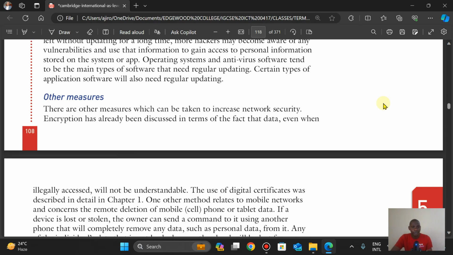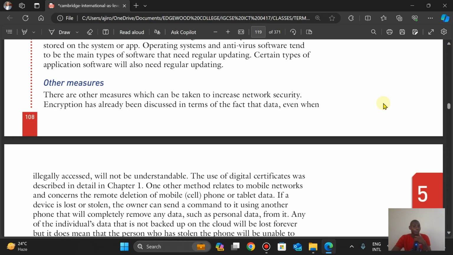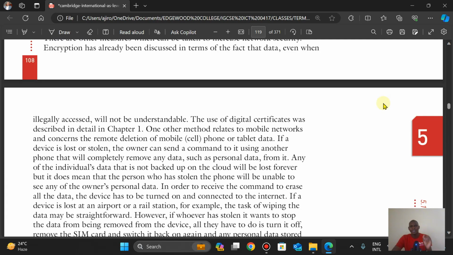Other measures. What are other measures? The other measures like encryption, which has been discussed, simply means rendering data meaningless to anybody who sees it in a public space. Another method relates to mobile networks, or concerns the remote deletion of mobile phone or tablet data. Now, if a device is lost or stolen, the owner can send a command to it using another phone that can completely remove any data.